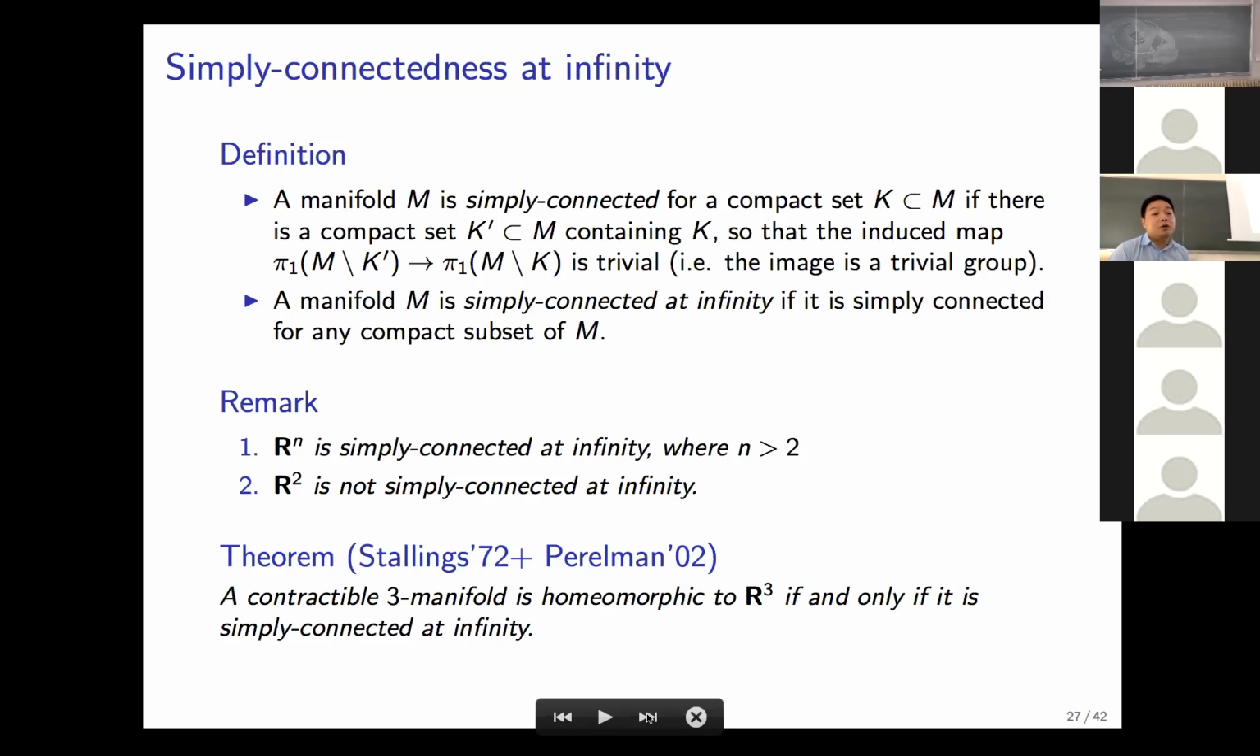For example, we know R^n is simply connected at infinity where n is greater than 2. R^2 is not simply connected at infinity because if we delete a disk in R^2, the fundamental group is non-trivial. Stallings and Perelman's results imply that a contractible 3-manifold is homeomorphic to R^3 if and only if the manifold is simply connected at infinity.